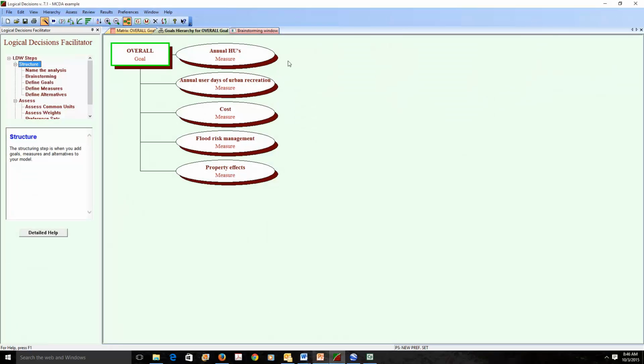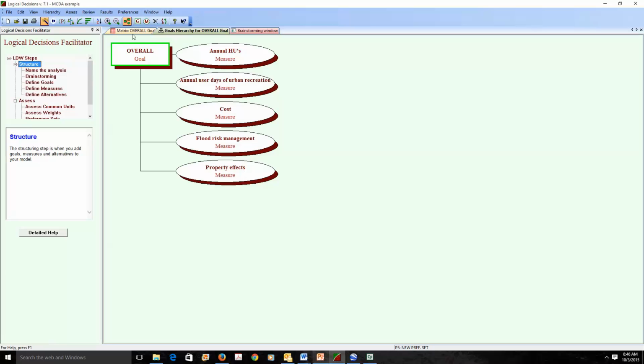The Baltimore District did this, and they identified a number of plans, just designated A through H. And what we did in the analysis was we had an overall goal of selecting the best plan, and these were the criteria that we were going to use: annual habitat units created by the plan, user days of urban recreation, the cost of the plan, the flood risk management measure was expected annual damages reduced, and then there would be potential effects on property.